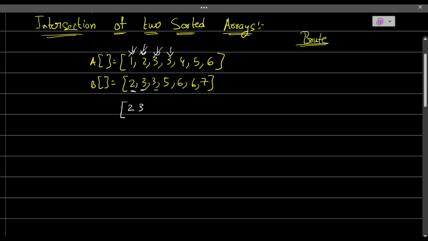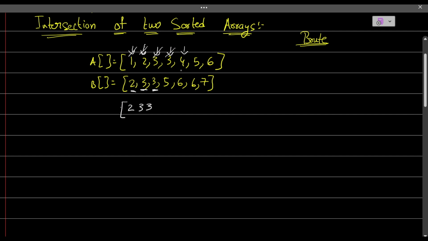Then I go to this 2. Then I go to this 3. But this 3 has been used. This 3 is visited, so I'm not going to take it. And I go here. Yes, there is another 3. Then I'm going to use this, and then go forward.